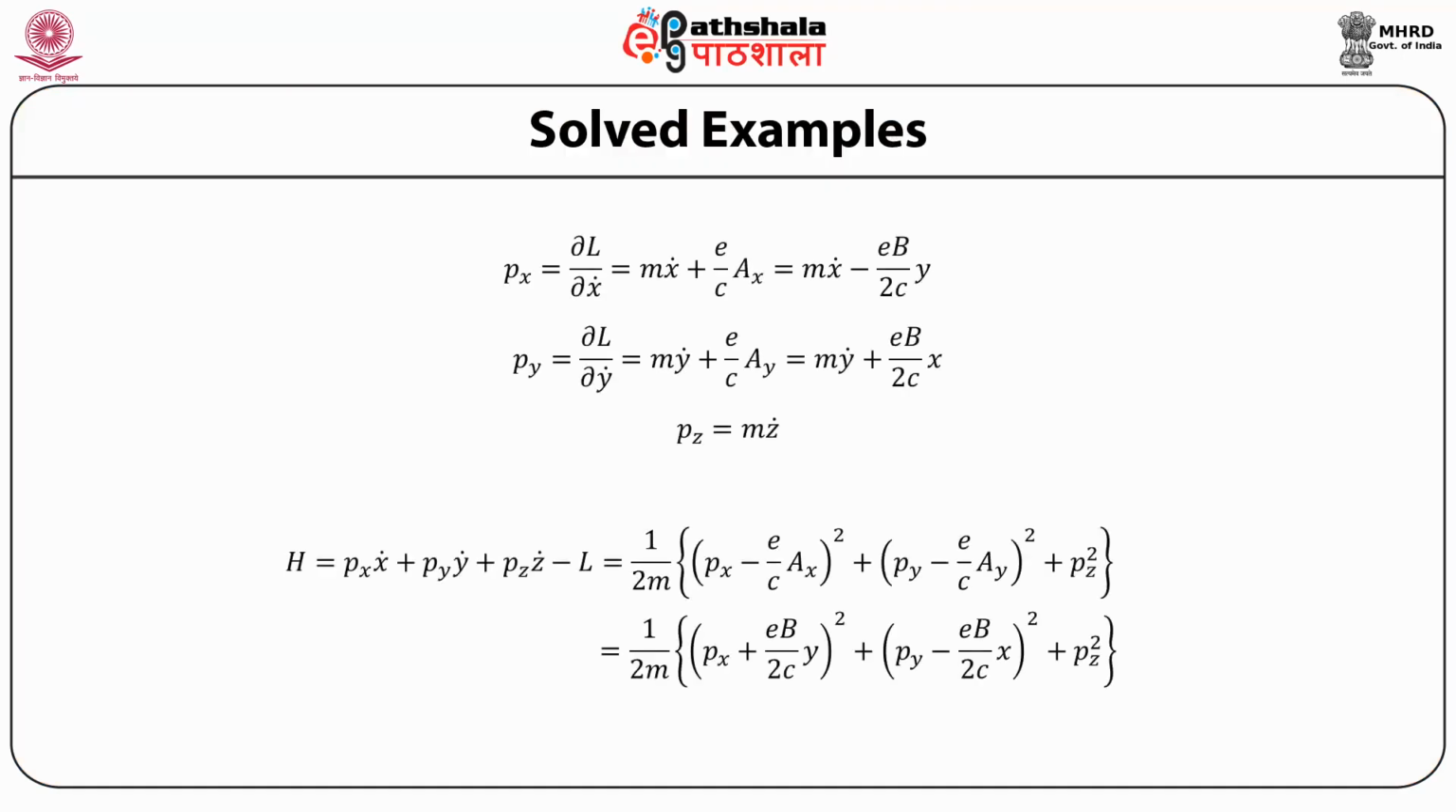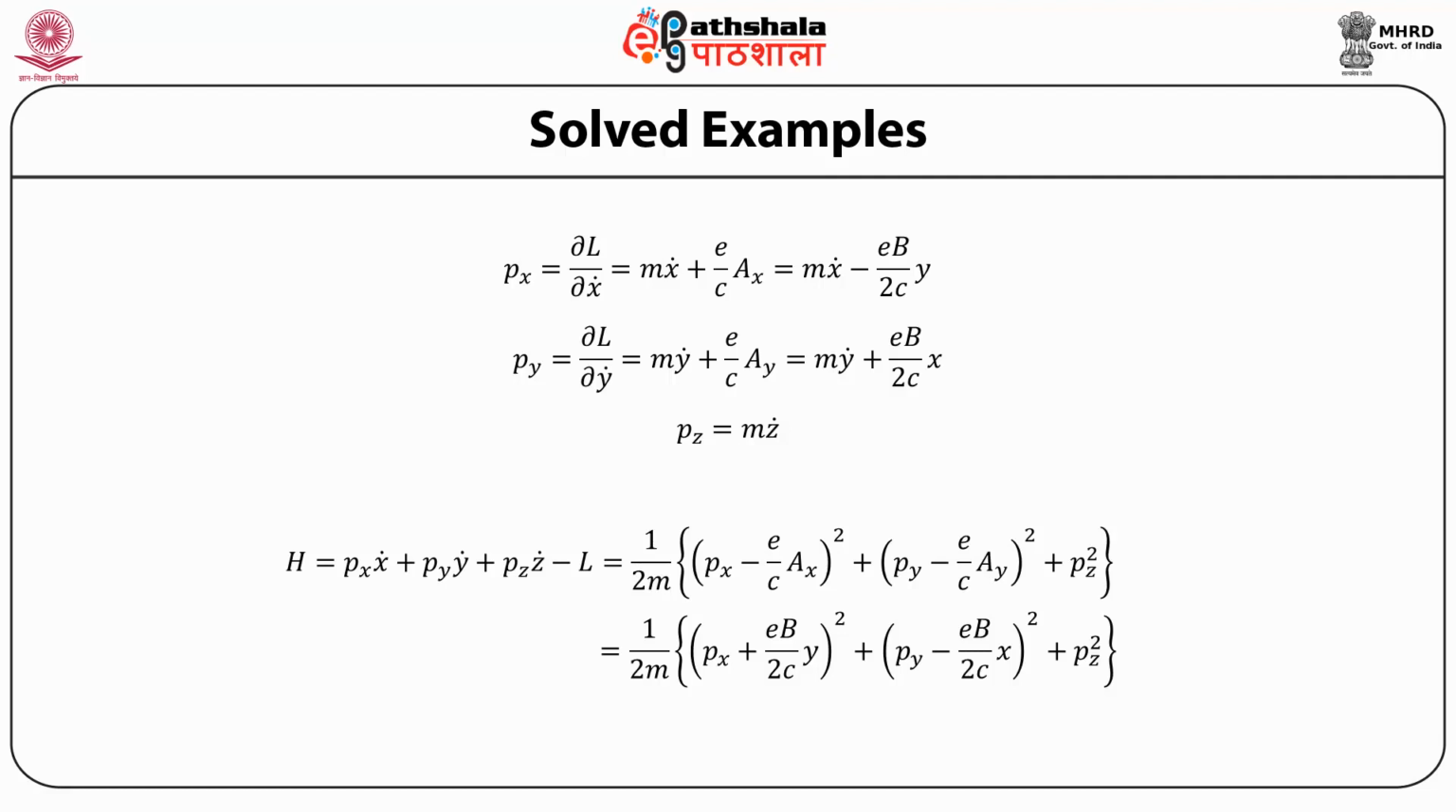Having written down the Lagrangian for a charged particle in the presence of electromagnetic field, we can obtain the conjugate momenta from the usual relation using the Lagrangian, that is p_i is equal to dL by dq_i dot, and construction of the Hamiltonian is then straightforward. The Hamiltonian that we obtain for a charged particle is equal to 1 by 2m times (px plus eB by 2c y) whole square plus (py minus eB by 2c x) whole square plus pz square.